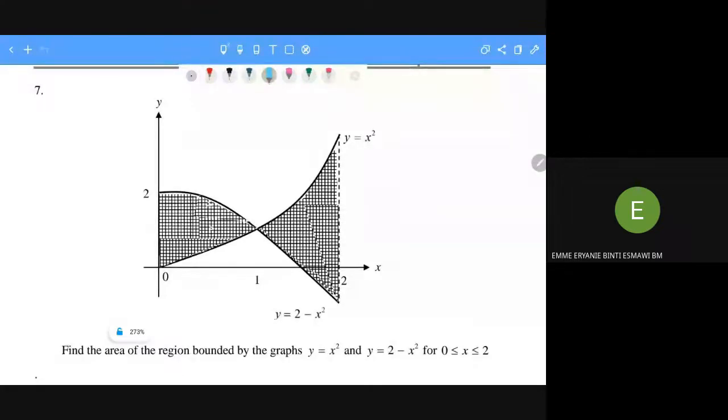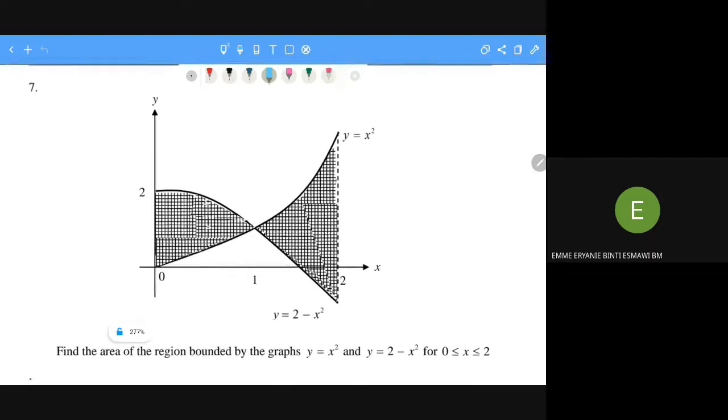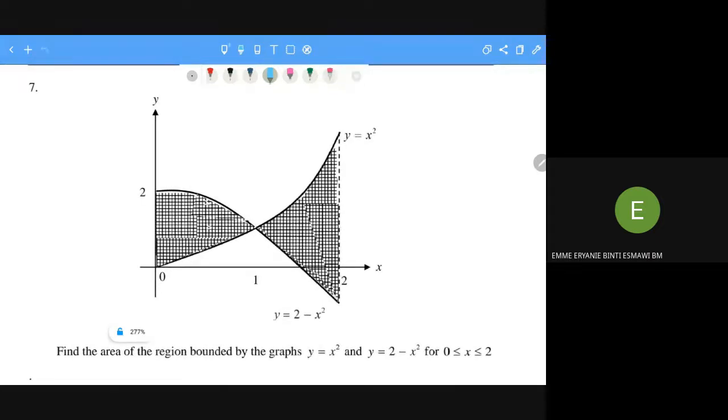Dan maybe soalan macam ni akan keluar dalam PSBM nanti, sebab kalau dia nak tanya soalan yang lain daripada lain sikit, it's gonna be like this. Okay. Right, so read the question first. Find the area of the region bounded by the graphs.